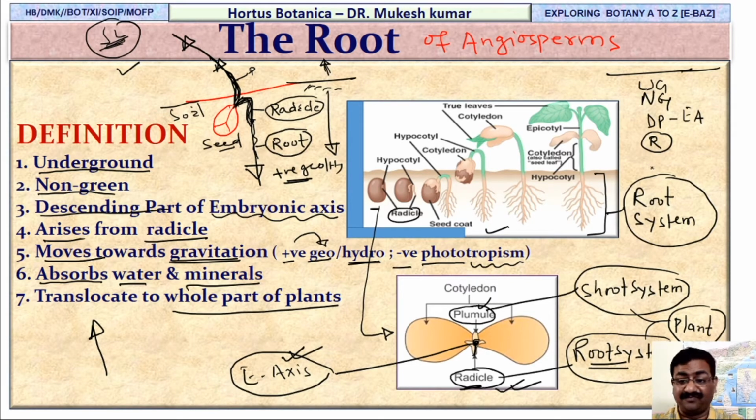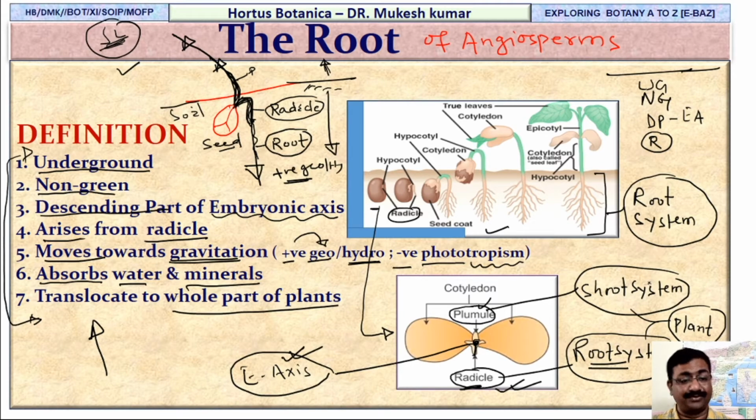So what is the main function of this root? It will absorb water and minerals and translocate them to the whole part of the plant. So this is a very important and distinguishing definition as well as characteristics of the root. So easily you can define a root. A question will come to you, what is root?